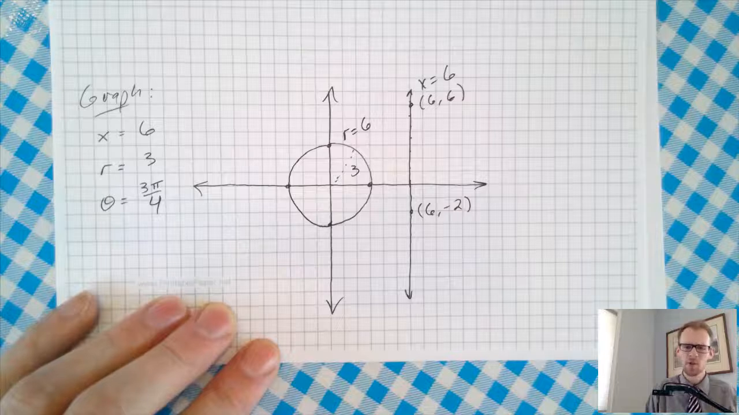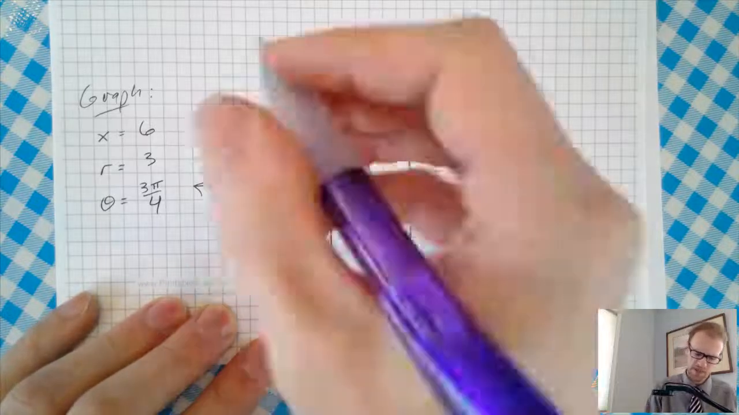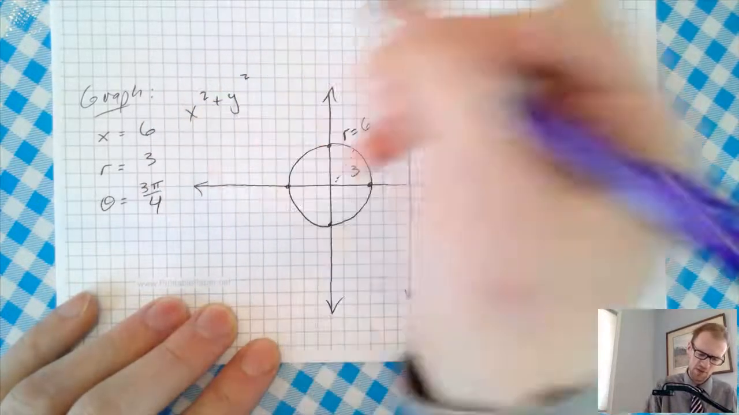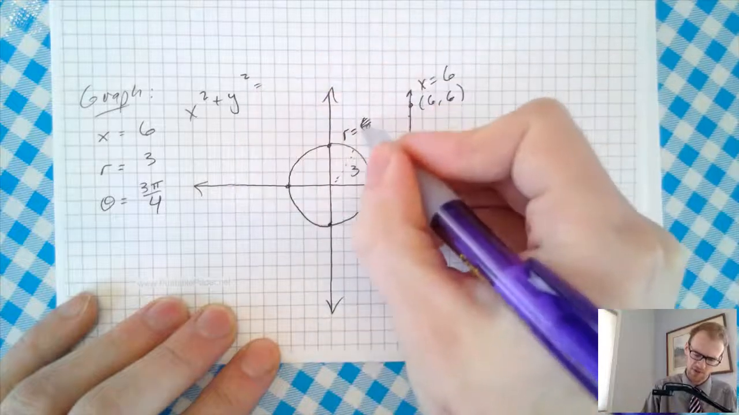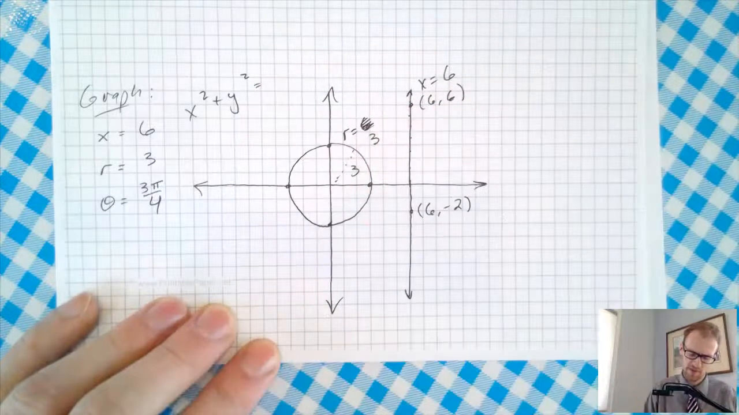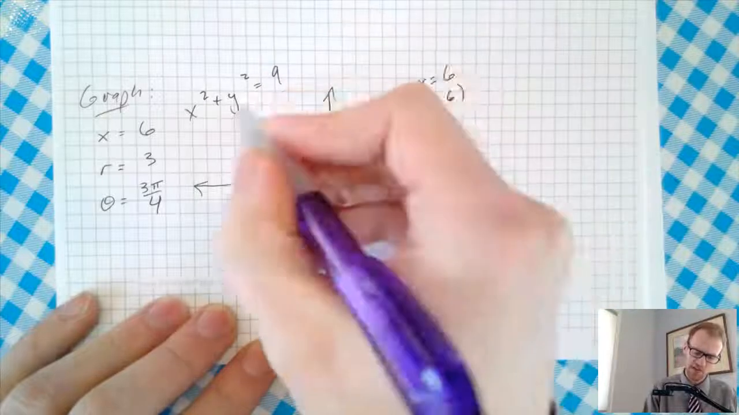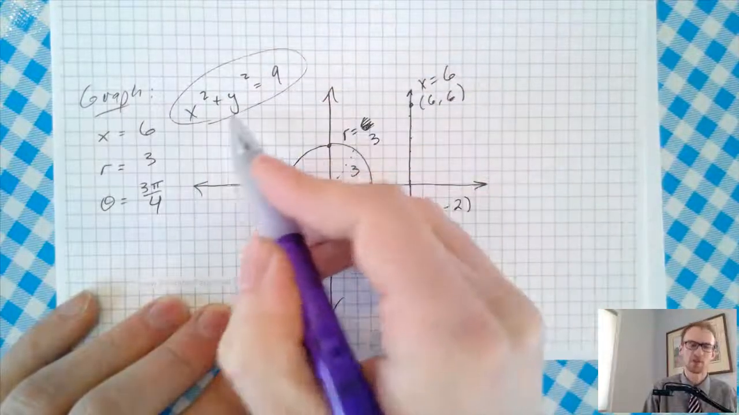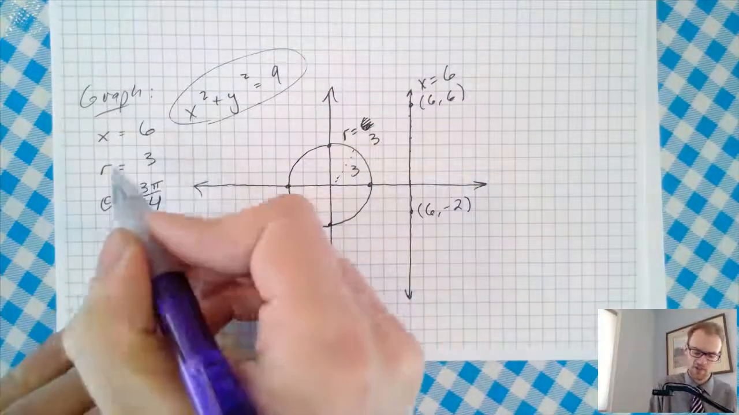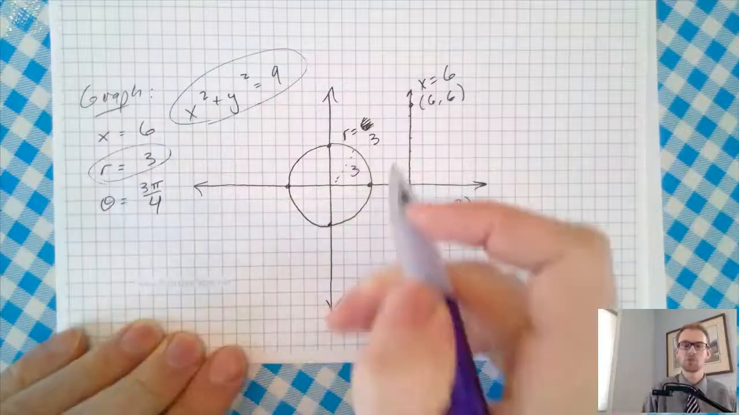Okay. Remember how to graph a circle in Cartesian? Wouldn't that be x squared plus y squared equals, sorry, not r equals 6, r equals 3. That was silly. x squared plus y squared equals 9. That's how you would graph that same circle with Cartesian variables. But now it's as simple as just saying, oh, r equals 3. We can graph that.